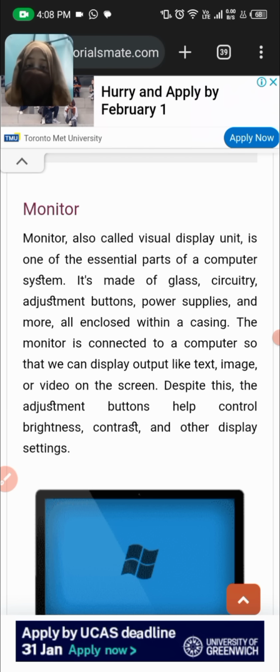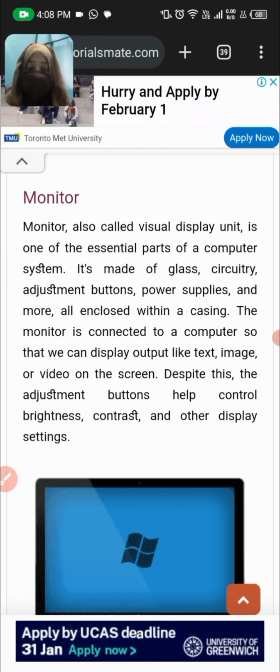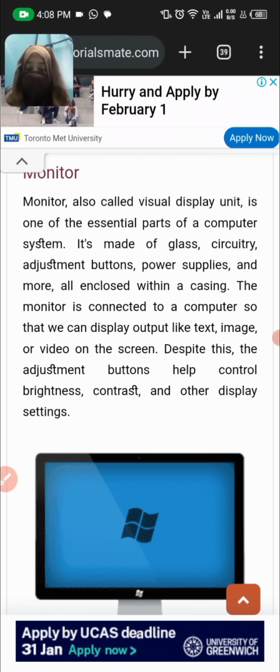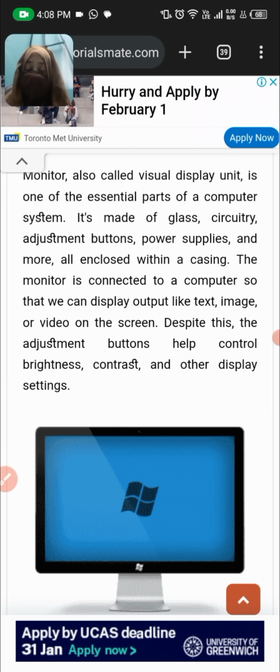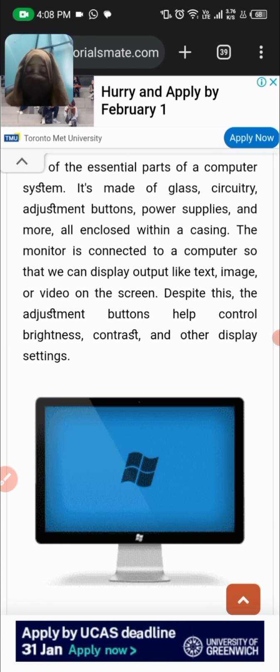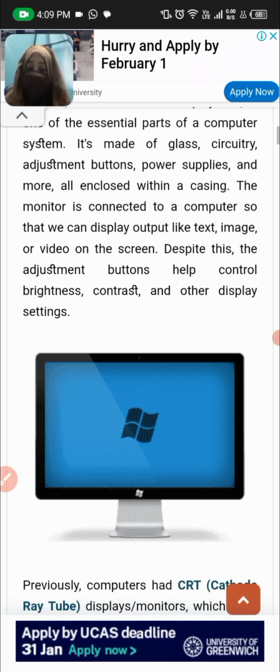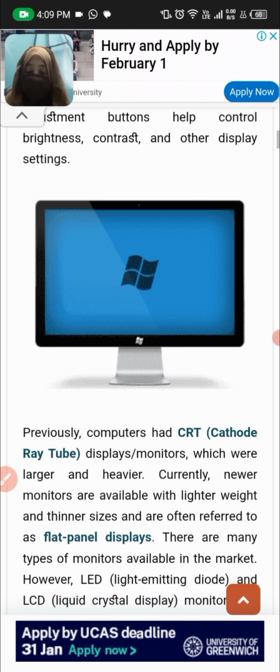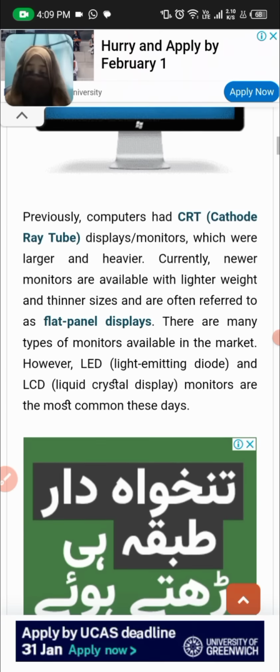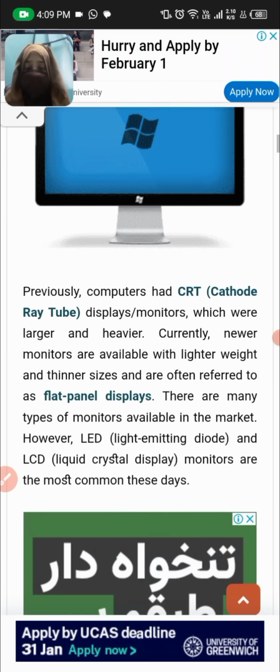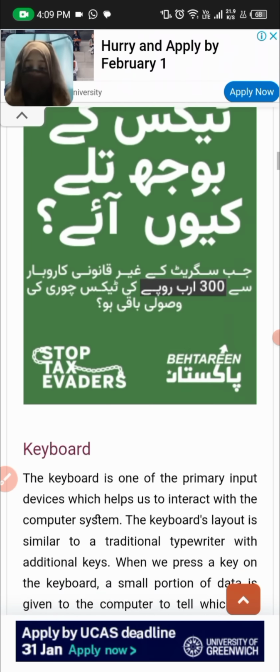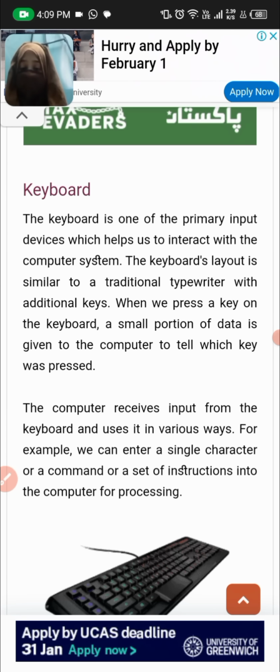Monitor, also called visual display unit, is one of the essential parts of a computer system. It's made of glass, circuitry, adjustment buttons, power supplies, and more, all enclosed within a casing. The monitor is connected to a computer so that we can display output like text, image, or video on the screen. Despite this, in simple words, we can also call monitor our screen. The adjustment buttons help control brightness, contrast, and other display settings. This was the basic introduction about the monitor. Now we will discuss about the keyboard.